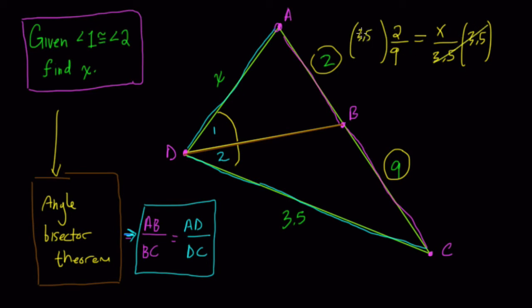2 times 3.5, what's that? 2 times 3 is 6. 2 times a half is 1. So it's 7 over 9 is x. Or that's 0.7 repeating. And that's x. So here, I feel like my drawing is just not to scale at all. Sorry about that. However, the angle bisector theorem holds. So 2 over 9 is equal to x over 3.5.